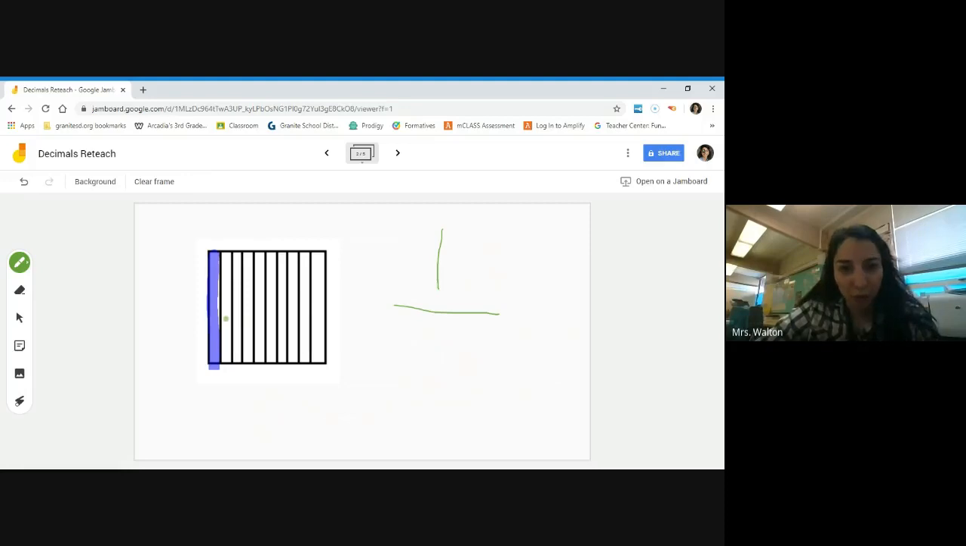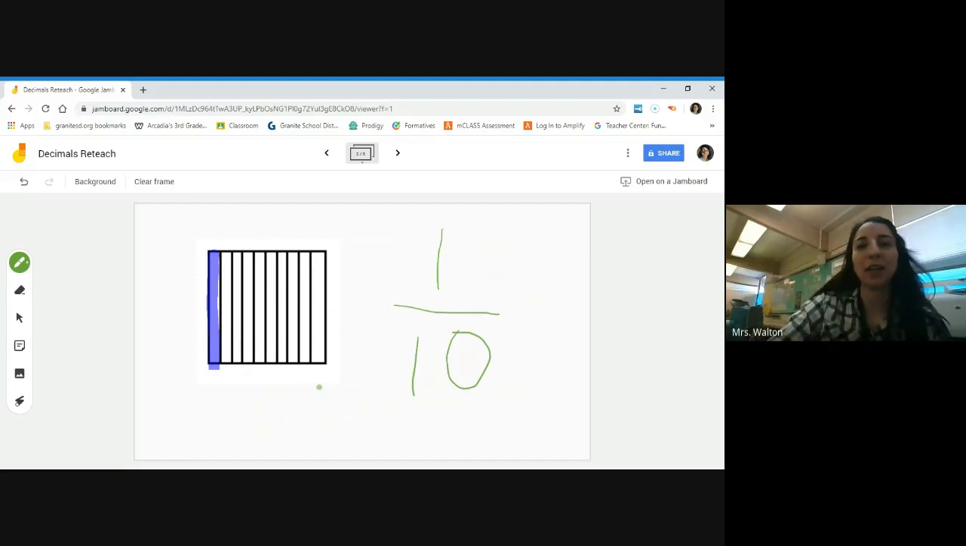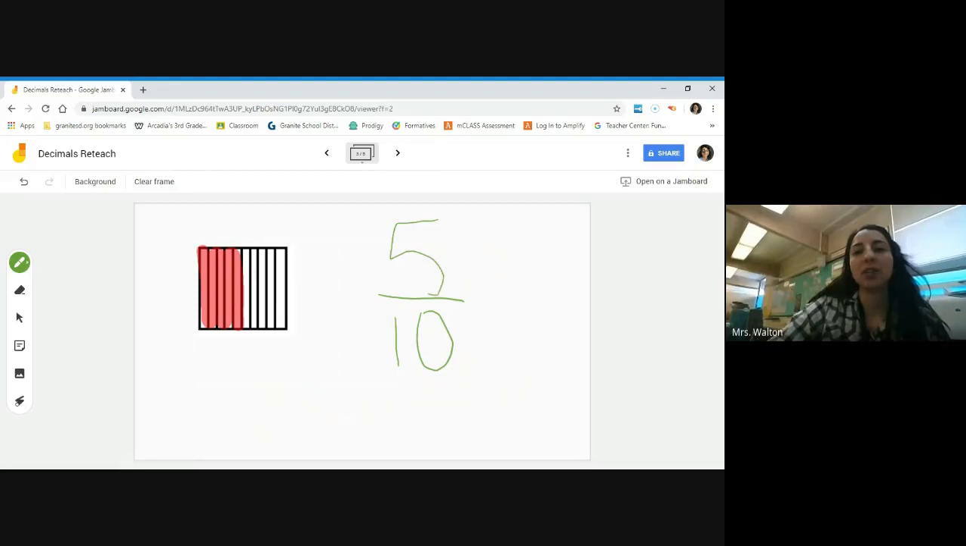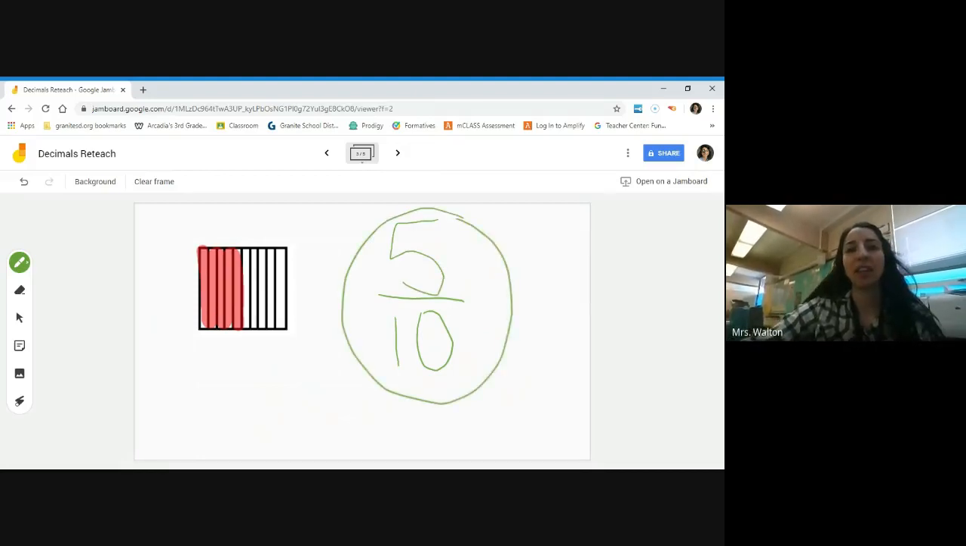So 1, 2, 3, 4, 5, 6, 7, 8, 9, 10. And I'll give you a hint right now, all of your denominators are going to be 10 because we're dealing with tenths here. And we kind of learned that in the decimals vocabulary, but you're looking at 10 whole pieces and how many are shaded. So this one, we have a denominator of 10. Like I said, all your denominators are going to be 10. And then I have 1, 2, 3, 4, 5 of these are shaded red. So my answer is 5 tenths.